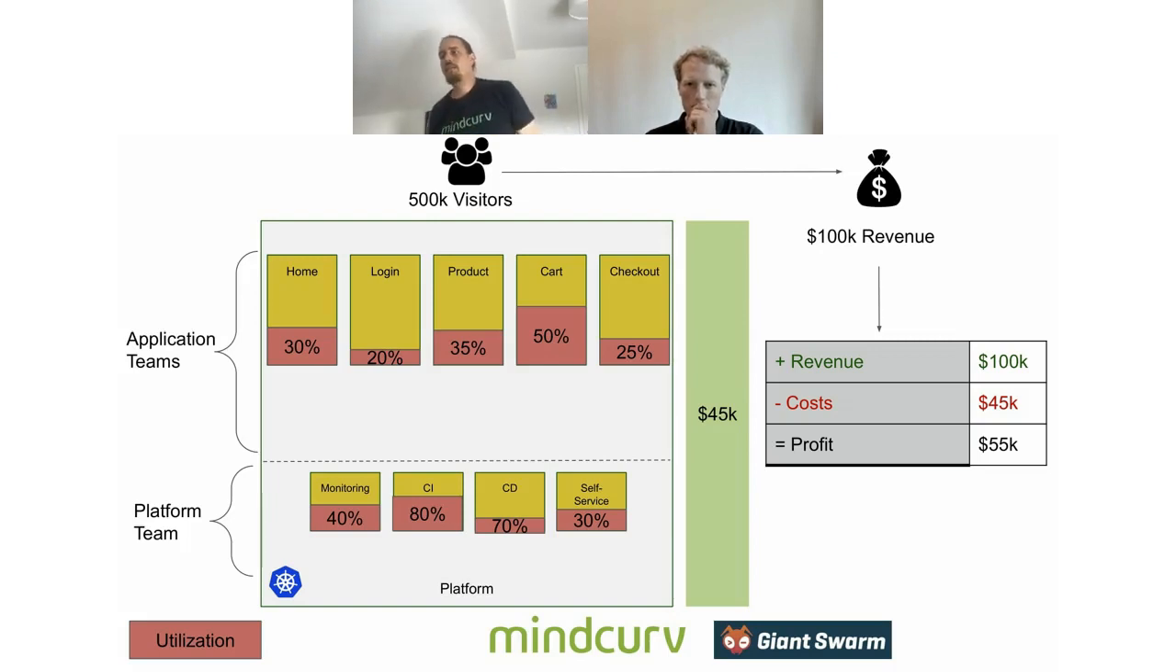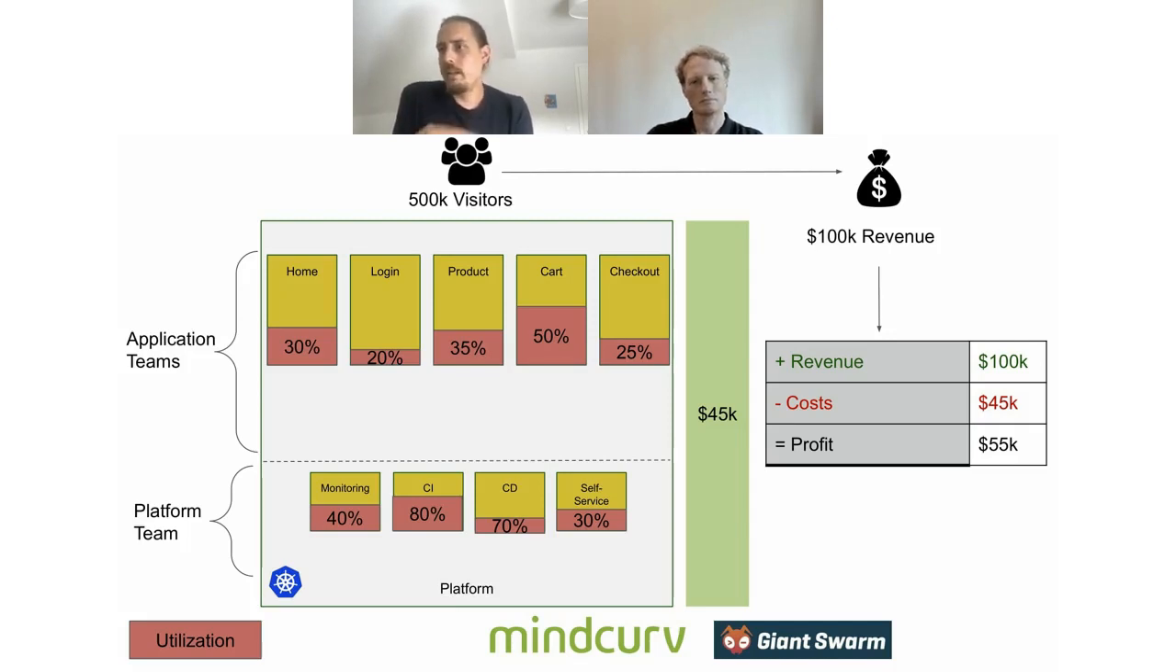If you look at this, you have a cost of the platform. It's like 45K per month, just a random number here, but for easier calculation. And then you do 100K of revenue. And then very simplified, you have 100K of revenue, you subtract the cost of this, and you have the profit of 55K. Okay, so nothing special.